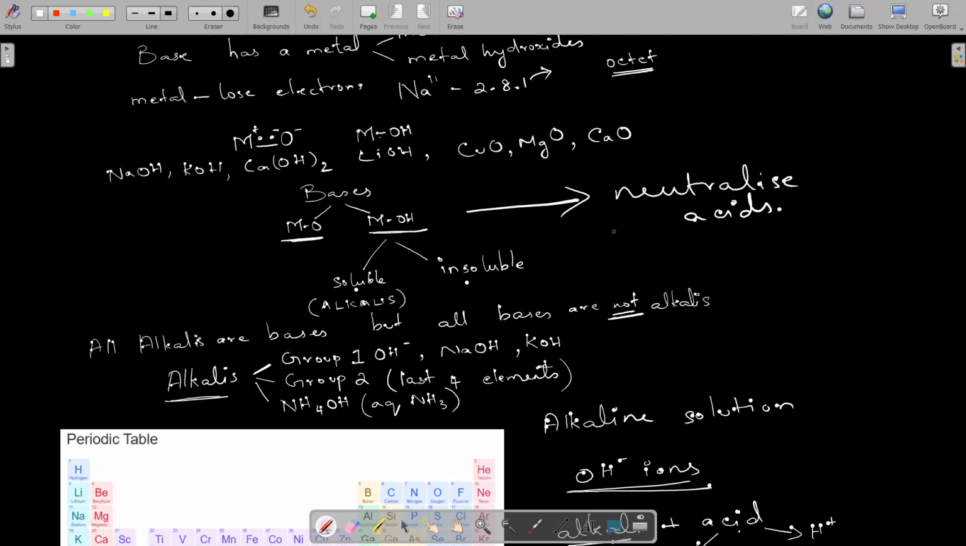Done? Clear enough? So the soluble alkalis are just a very, very small part of a very big group. Okay, so the oxides and hydroxides of metals all neutralize acids. So this must be a very clear thing that you need to understand.